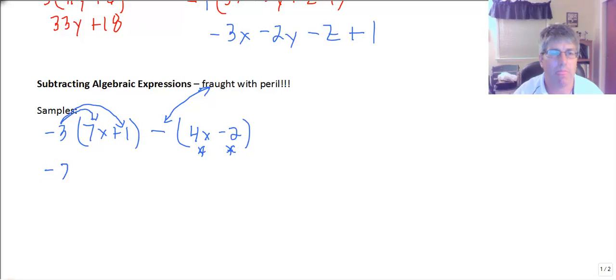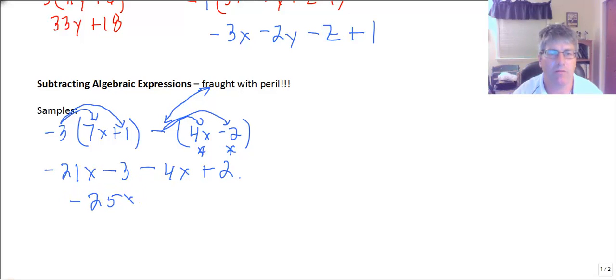We are. So we get negative 21x minus 3 minus 4x, and then minus a minus 2 is plus 2. So negative 21x minus 4x, I think that's negative 25x minus 1.